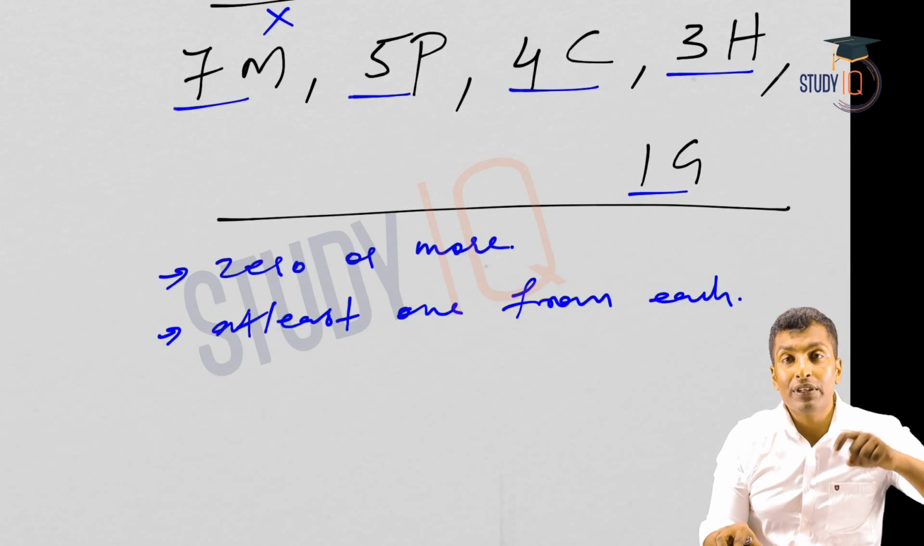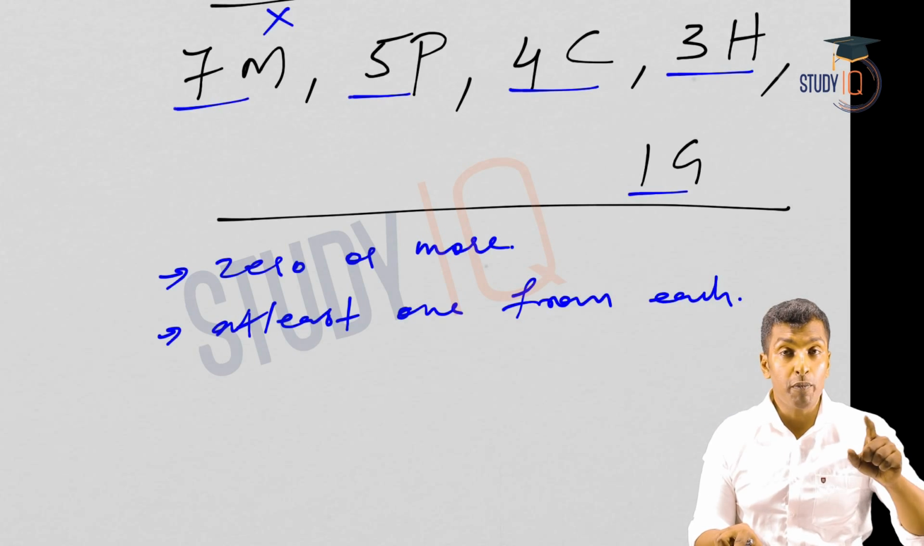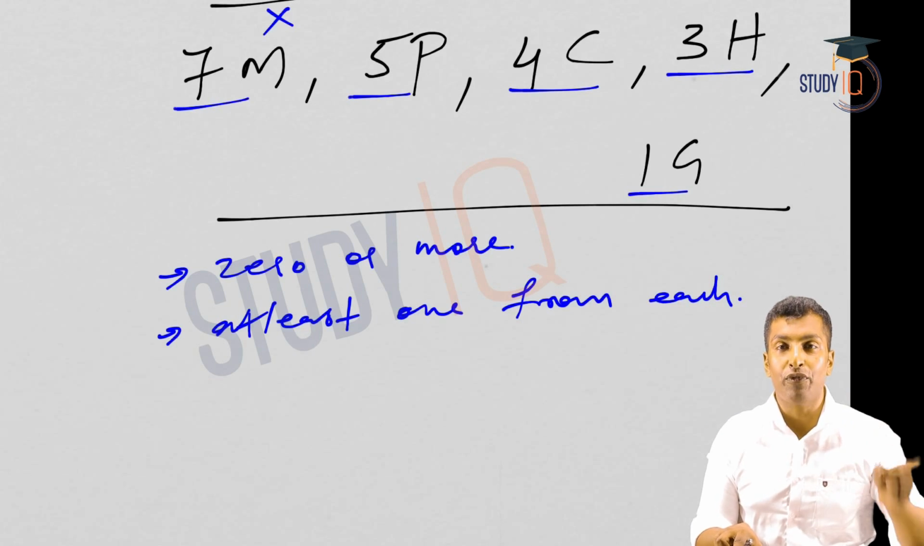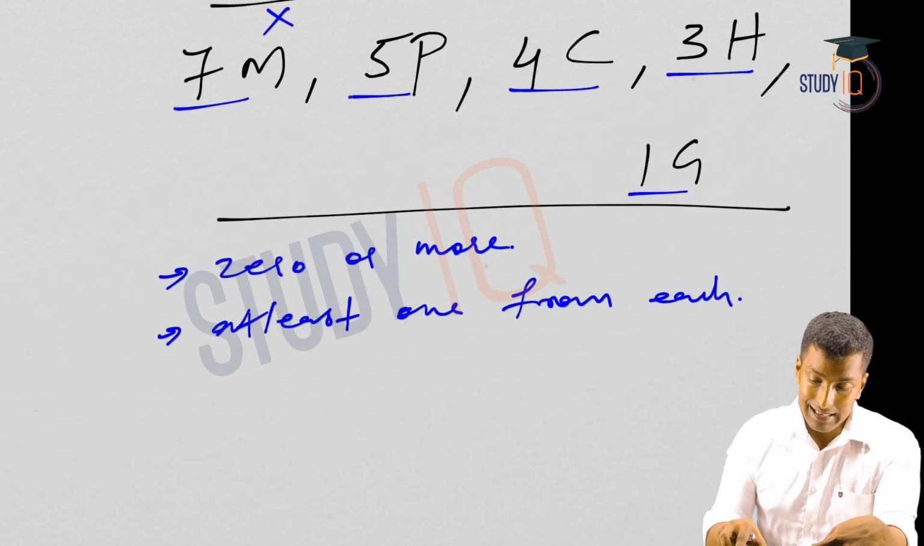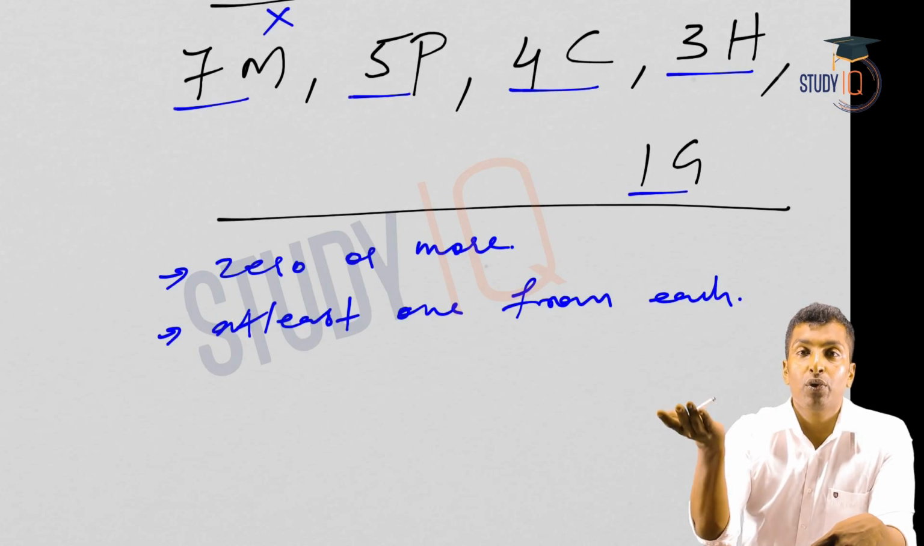But here even within maths, all are different. So that means all 20 are different. I hope you understood. All 20 are different: maths different, physics different, all are different. In that case, it is nothing but an application of 2 raised to n. So, distinct items, so 2 raised to n application.